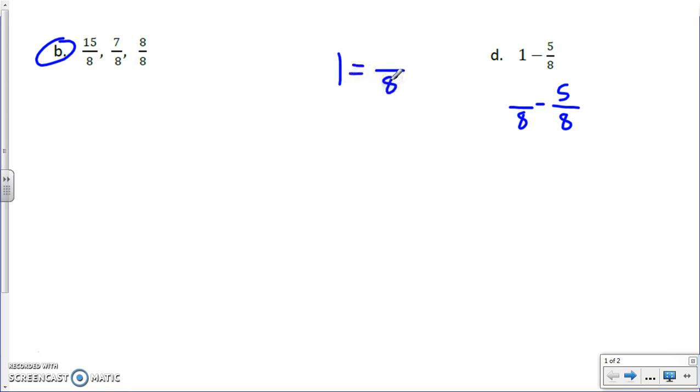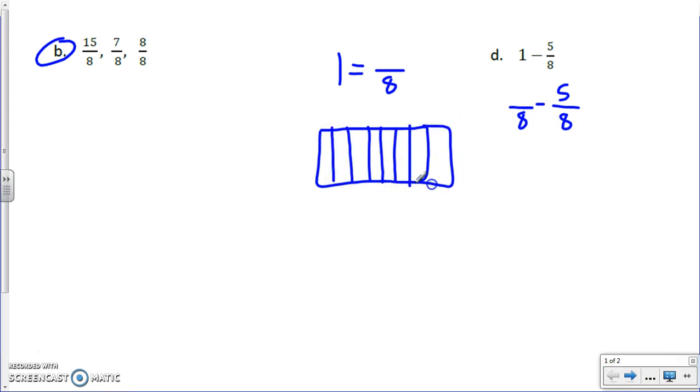If we want to think about this as a tape diagram, I'm just going to quickly sketch it. If I quickly drew this and I had 1, 2, 3, 4, 5, 6, 7, 8 pieces, so my denominator would be 8, and I shaded 8, I would have 1 whole. So 1 whole is equal to 8 out of 8 pieces.